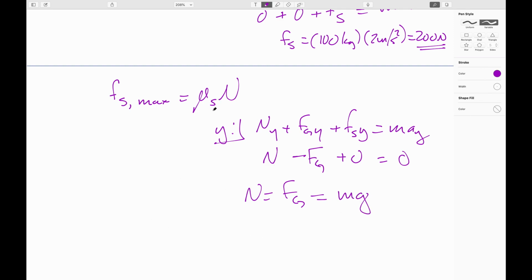So putting that back into our expression for Fs max, we get that Fs max is equal to mu s times mg. Now again, be careful here. Don't just write mg or mg cosine theta right away. You always have to solve for the normal force.